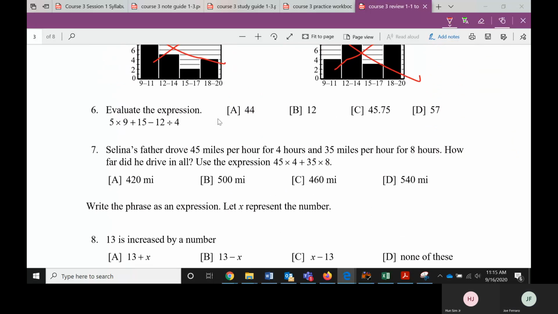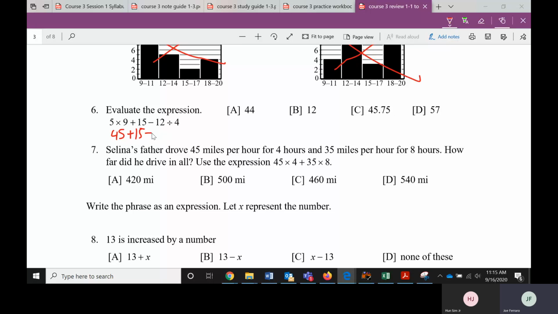Number 6, okay, order of operations problem. You've got multiplication, addition, subtraction, division, all in one problem. There are no parentheses, so we don't have to worry about that. We need to do multiplication and division first, and we do it left to right if both are in there. So we're going to have 5 times 9 is 45, and you can definitely use calculators with this, but you need to know your order of operations to do it. We can't do the plus yet, so we're going to write this down.